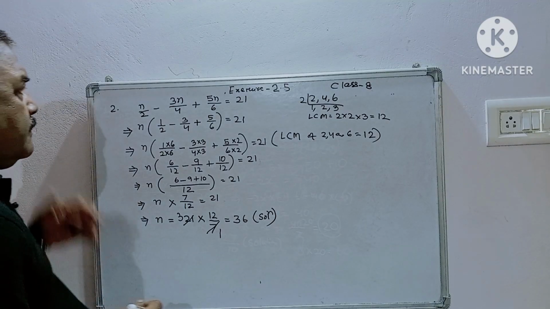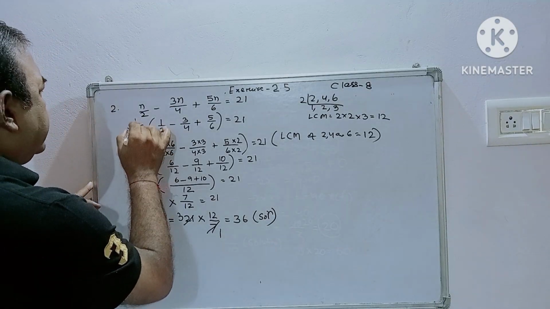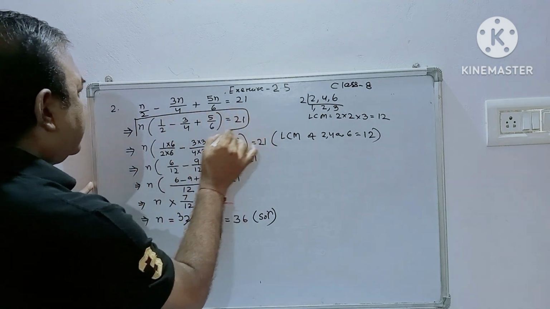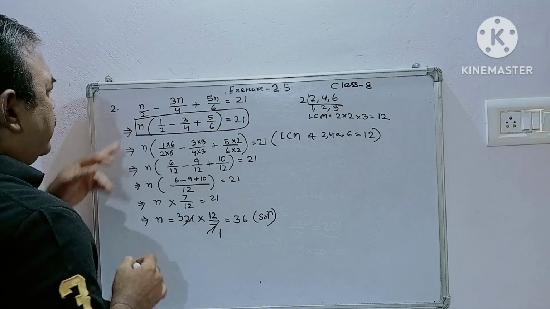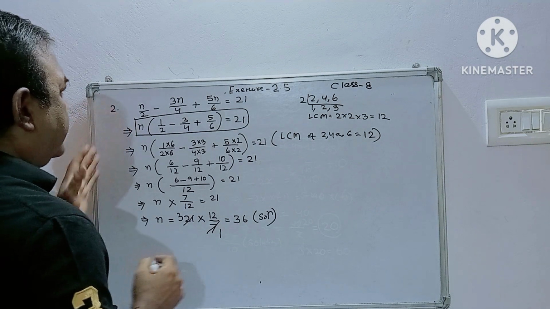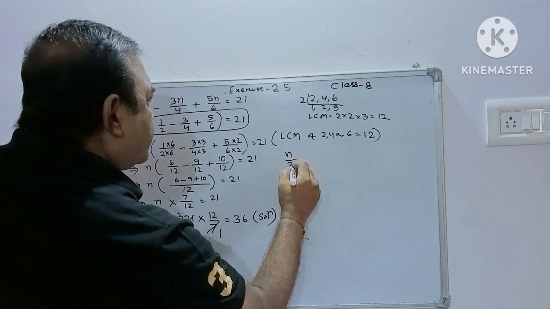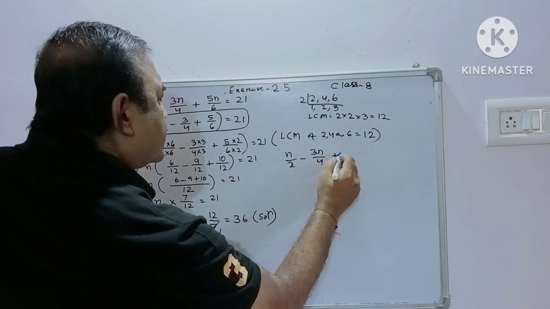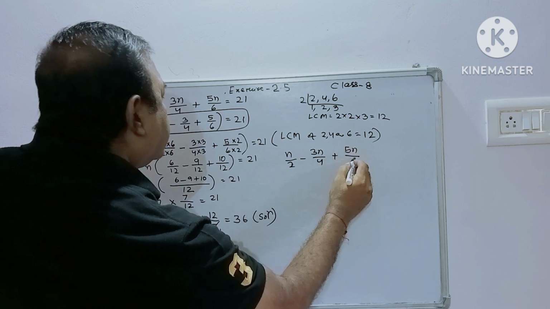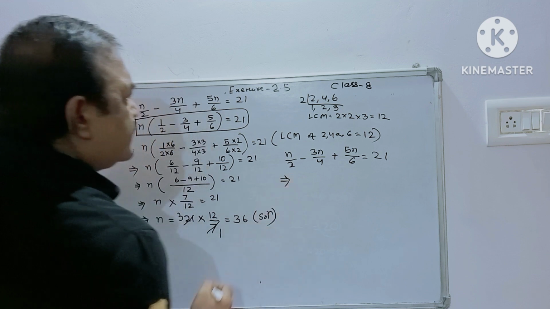And what I told you just before, when we did this one, we took the common factor n here and wrote it like this. You may not do it like this. You may also do it like this: 3n upon 4 plus 5n upon 6 is equal to 21.